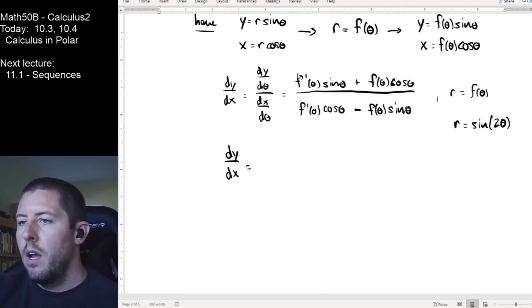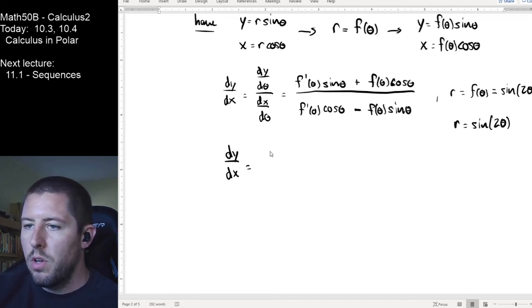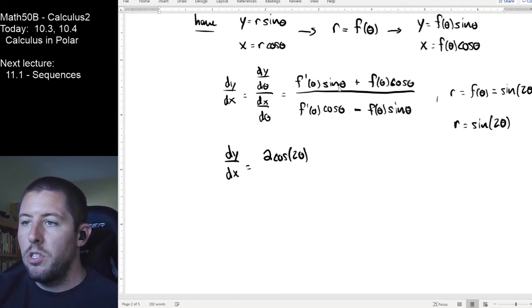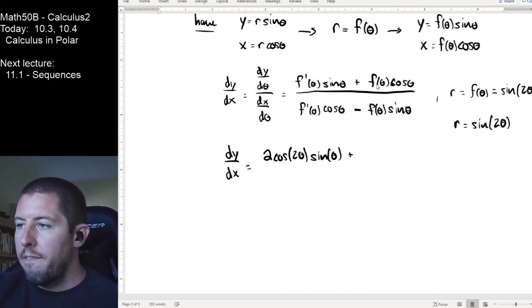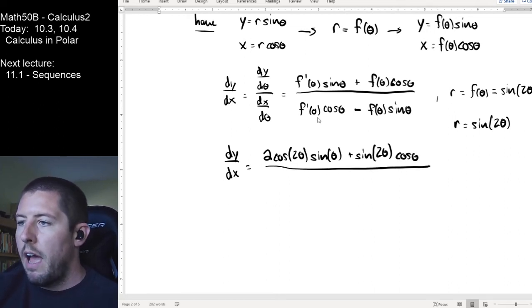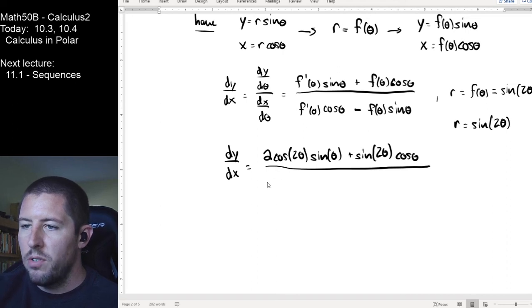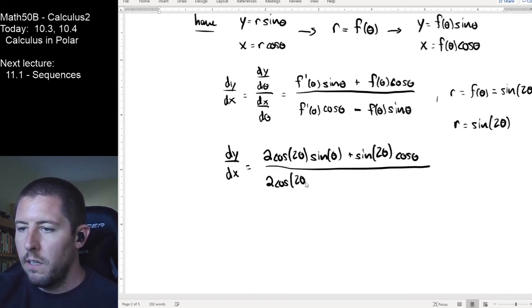So in our case here, we first need f prime of theta. And f prime of theta is going to be cosine 2 theta times 2, so 2 cos 2 theta, times just the sine of theta here, plus f of theta, which was sine of 2 theta, and the cosine of theta gets left alone, all divided by f prime of theta, which again is 2 cos 2 theta, times cosine of theta here.